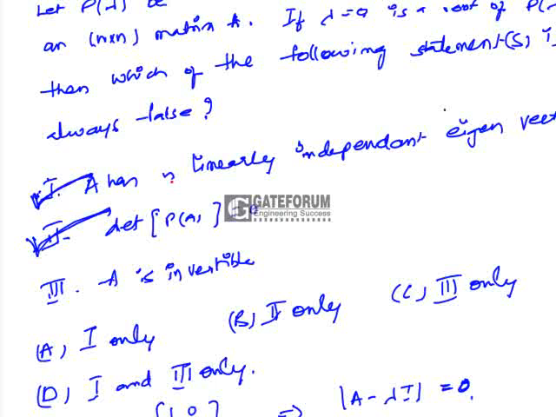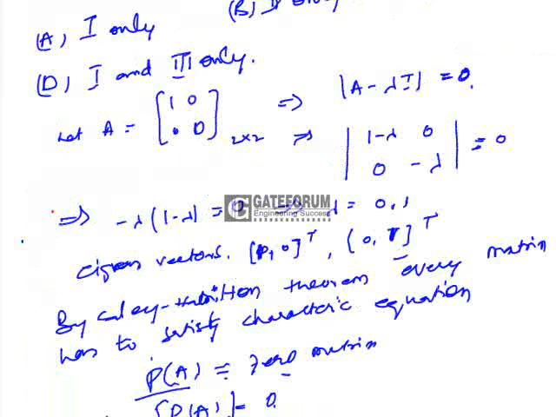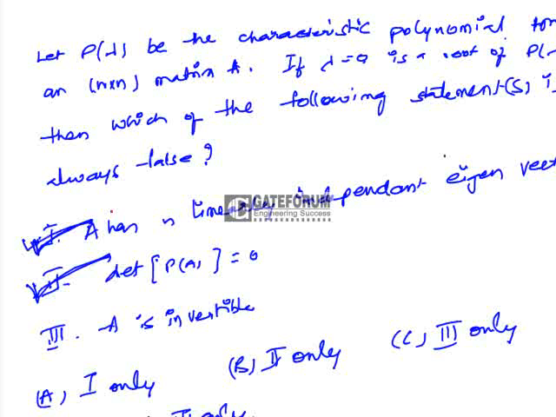But the first statement, A has n linearly independent eigenvectors: for this example we got this as true, but if you take another example, it may not be true. So we can say that statement 1 is sometimes true, but we cannot say it is always true. Here the question is, we have to identify the statement which is always false. So eliminate 1 and 2 from the options.